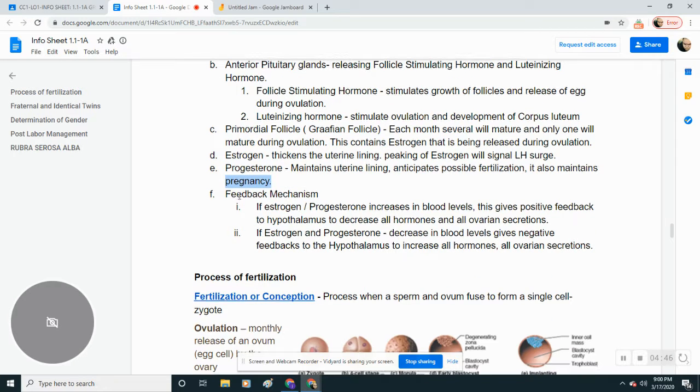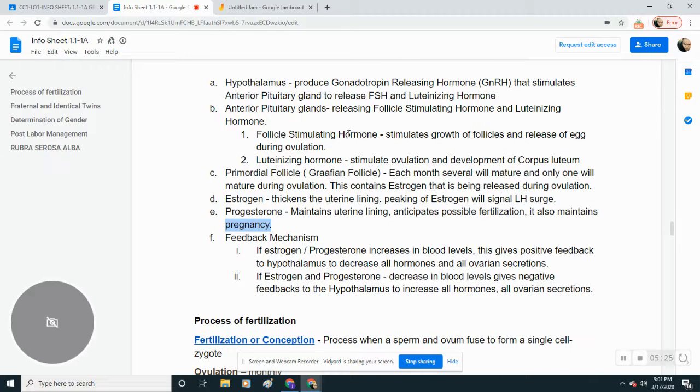So what is the feedback mechanism? As you watched at the last part of the video, if estrogen and progesterone increase in the blood vessels, this gives positive feedback to the hypothalamus to decrease all other hormones. But if estrogen and progesterone decrease, it provides negative feedback, so it increases all other secretions. Understand? So that's what happens in your menstrual cycle.